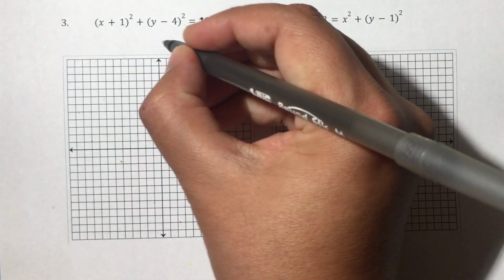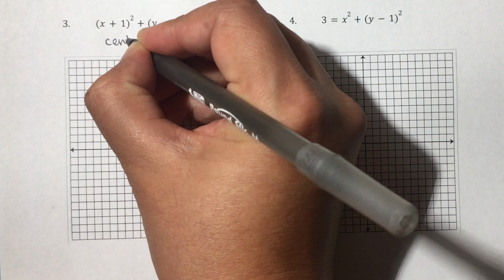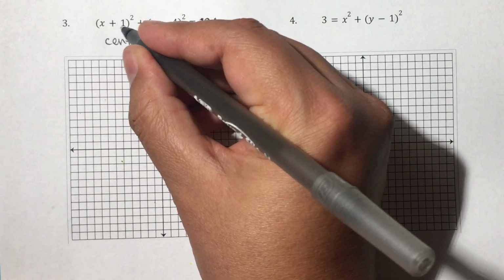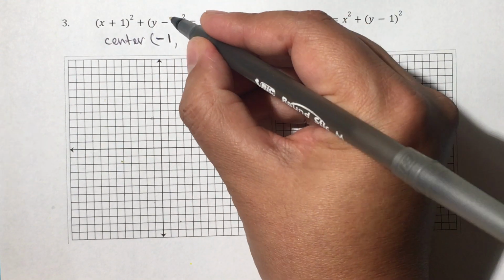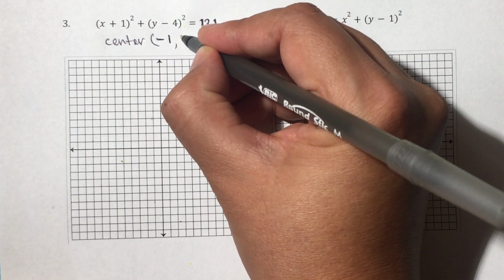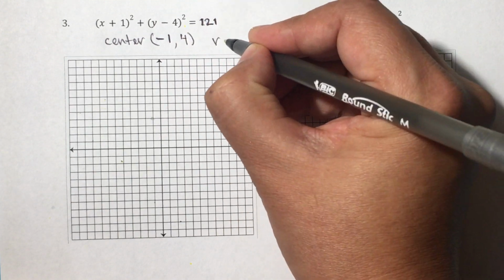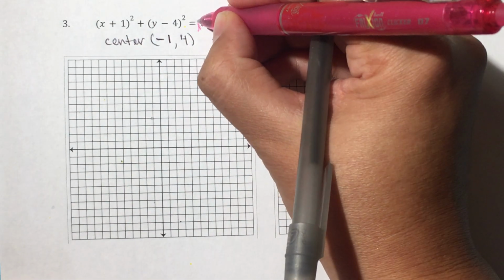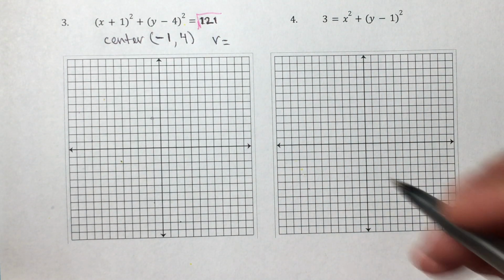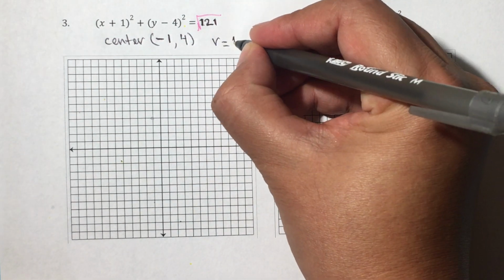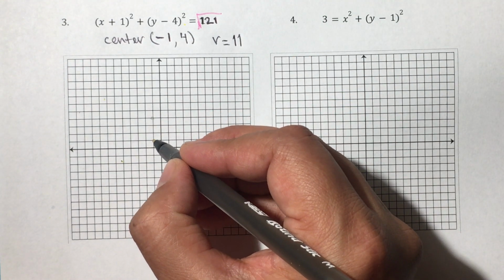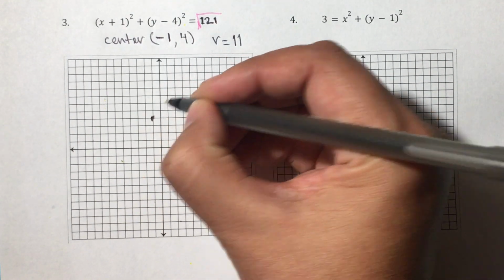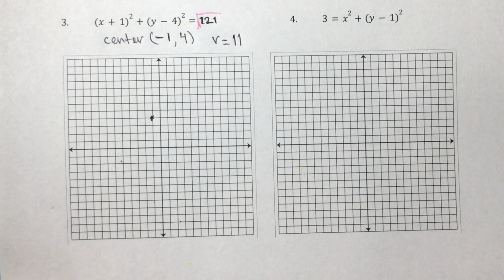So in here, for our center, it's the opposite of this, which is positive 1, so it will be negative 1 for x. For y, it's negative 4, so it's going to be positive 4. And for the radius, we just take the square root of the answer, and the square root of 121 is 11. So the center is at negative 1, positive 4: negative 1, 1, 2, 3, 4, right there. And the radius is 11 spaces.